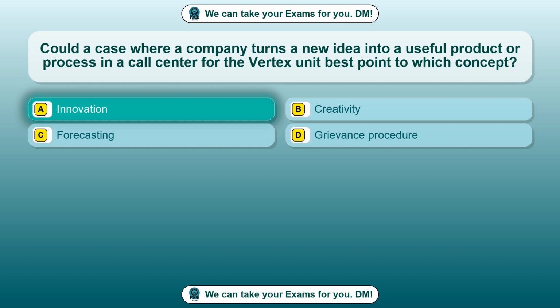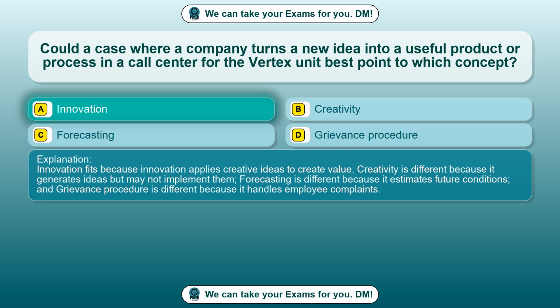Innovation. Innovation fits because innovation applies creative ideas to create value. Creativity is different because it generates ideas but may not implement them. Forecasting is different because it estimates future conditions, and grievance procedure is different because it handles employee complaints.